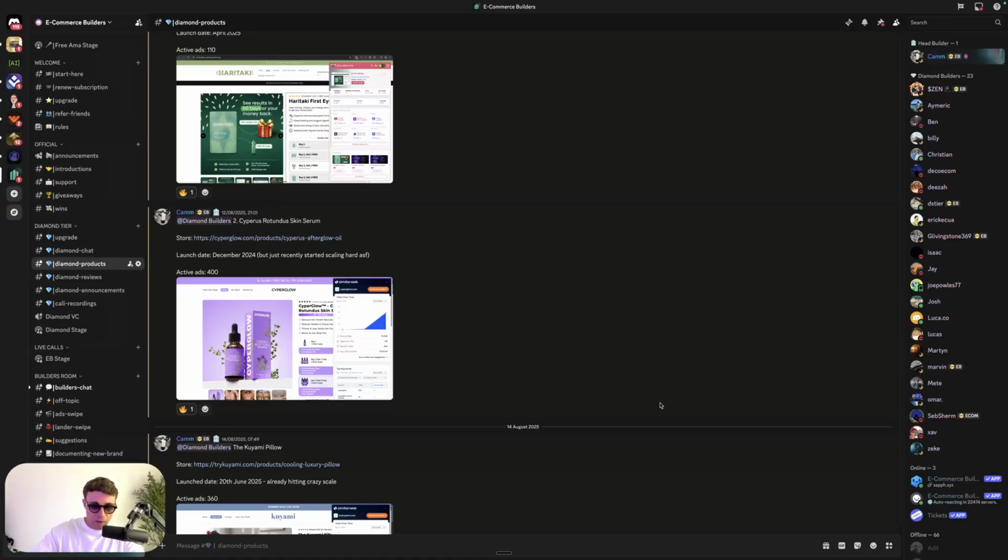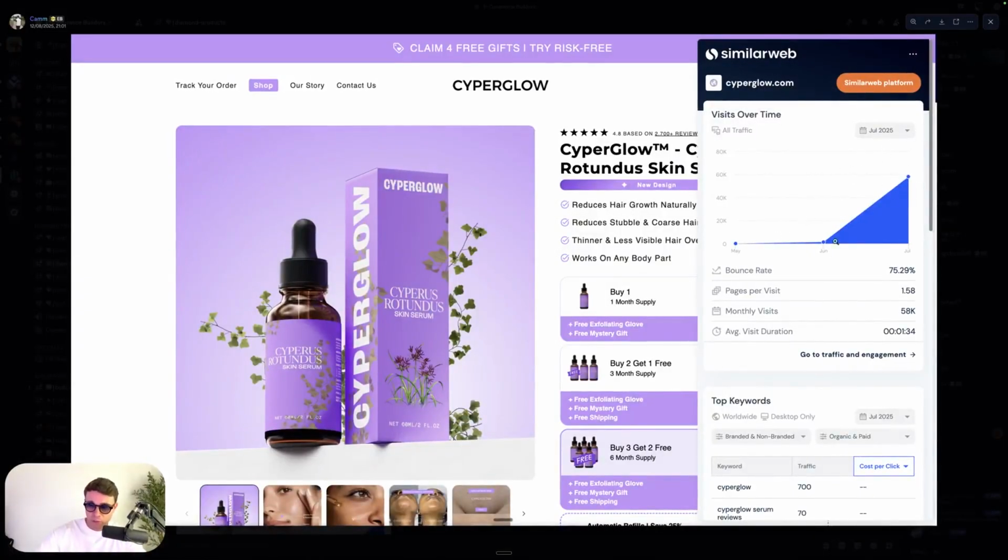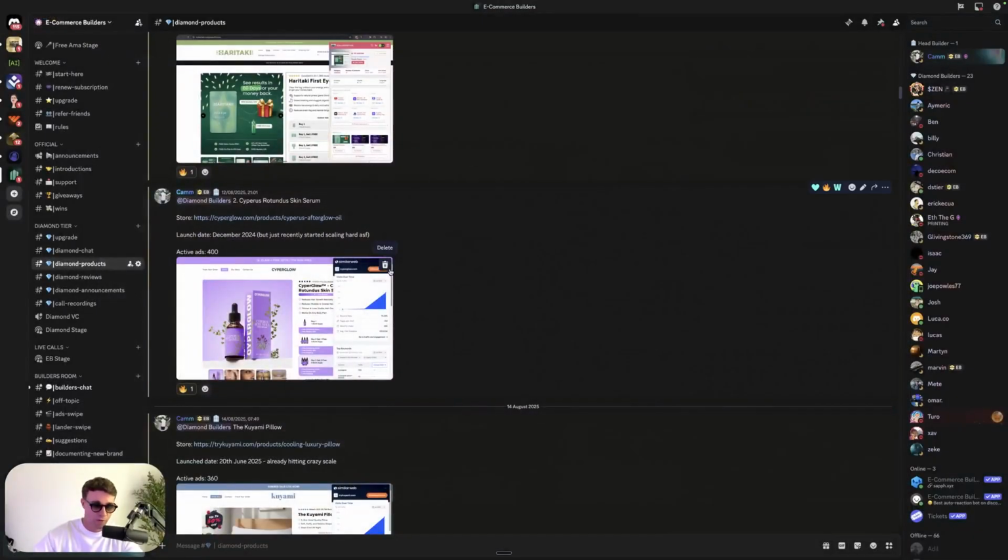Now, I've decided to pick out this product here, and this is actually an old product that I dropped in Diamond. You can see that at the time of dropping this, first of all, it's a skin serum. Now, this essentially helps with hair growth. We'll dive a ton deeper into that, but you can see this was a product that was just popping off at the time of dropping this. You can see that big spike up in SimilarWeb traffic, and they launched in December 2024.